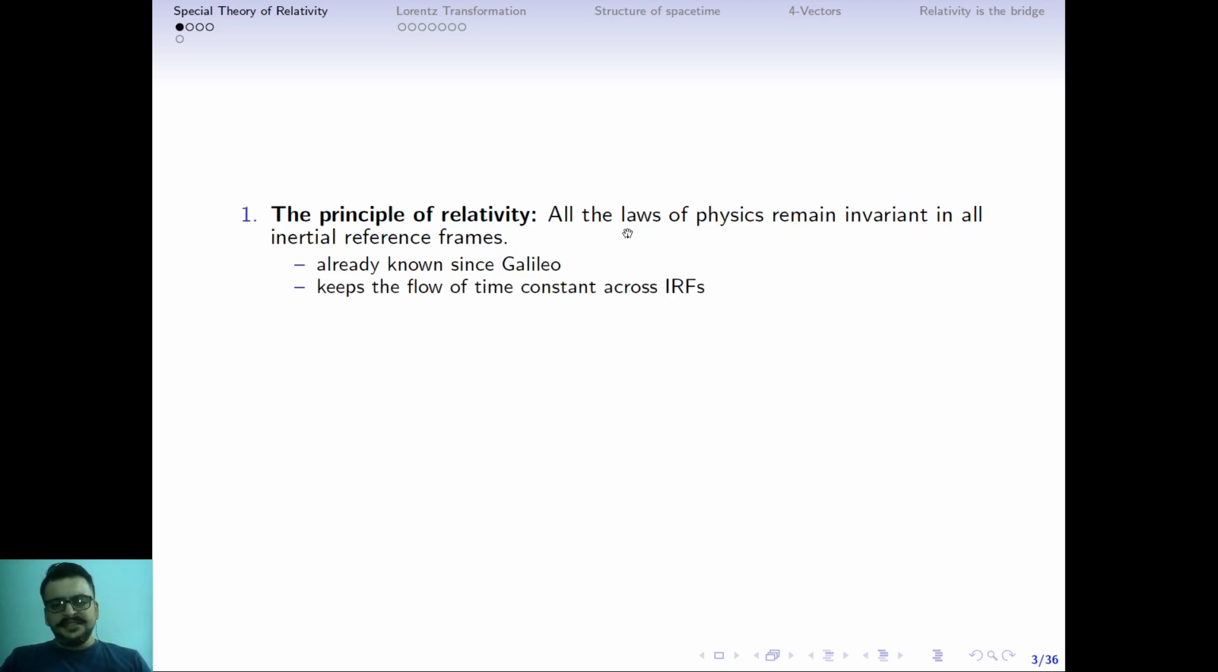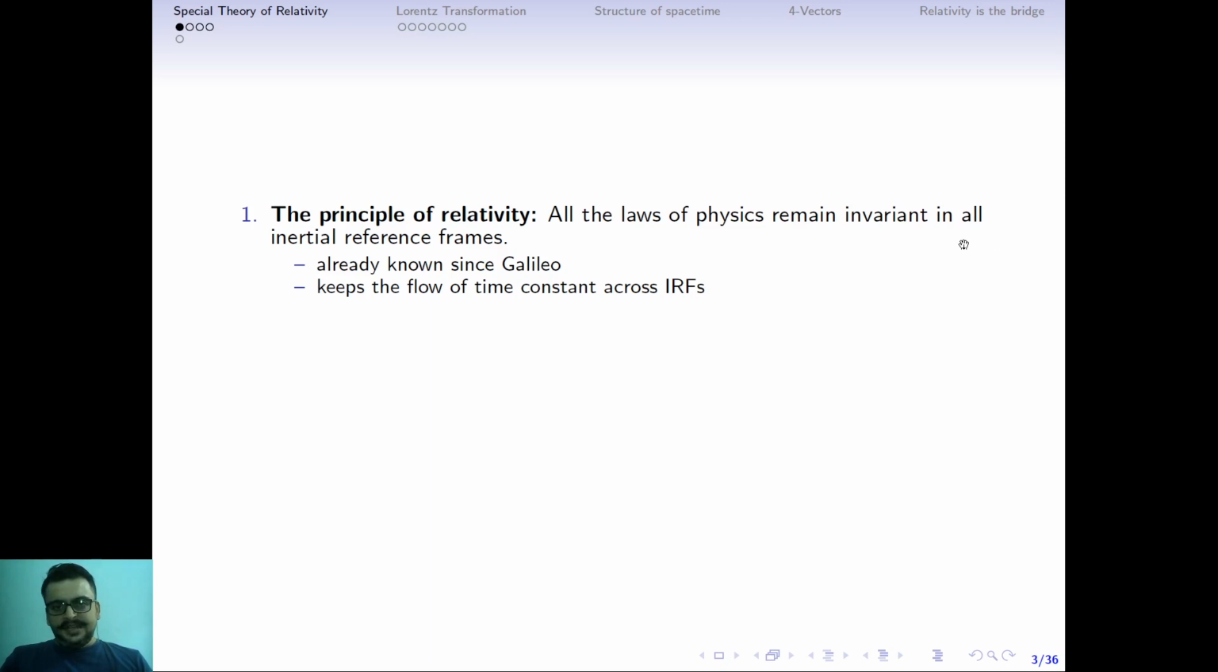As a consequence of this principle of relativity, it was able to account for the fact that the flow of time seems to be constant across all inertial reference frames. And of course now we know that it is not true. The flow of time is also relative, which is actually given to us by Einstein's special theory of relativity.